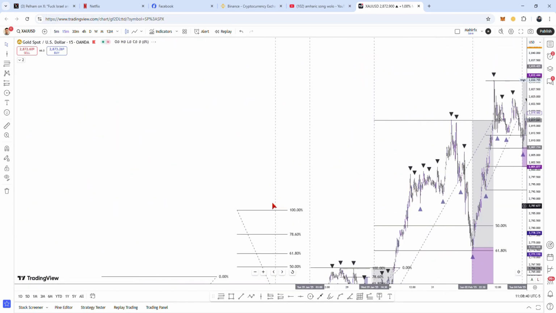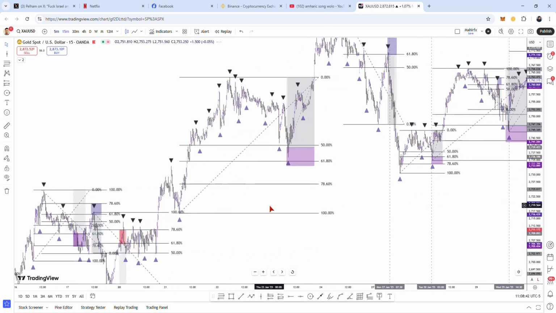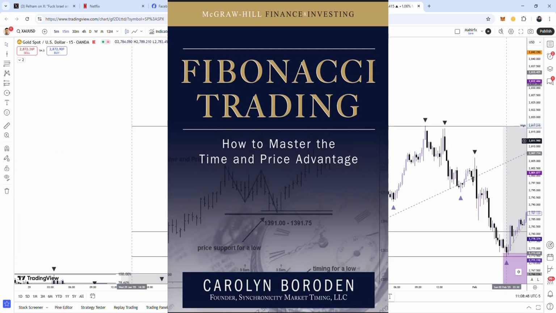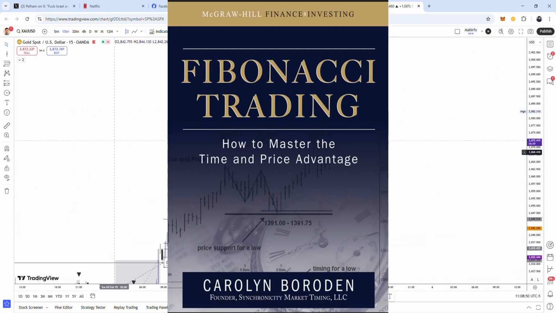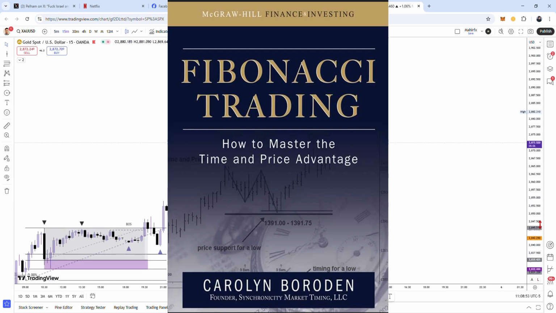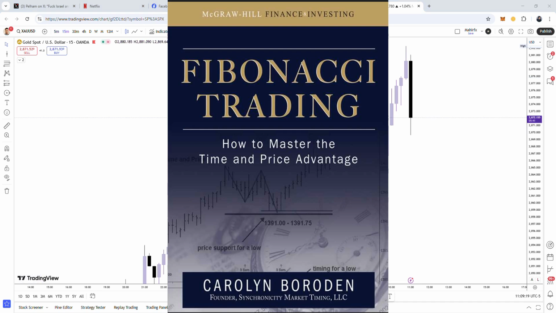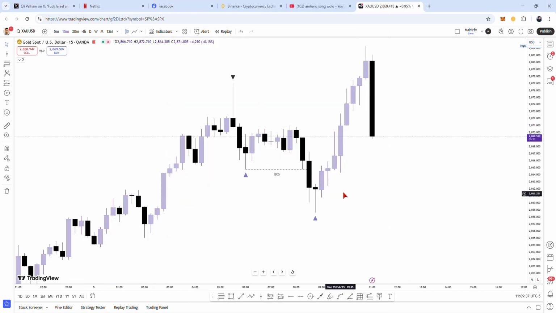Before we start, the book that really helps me to use this method is called, as you can see here, Trading in the Zone, which is here, Fibonacci. I have Fibonacci trading, so you can zoom in and check it. Let me open it, or maybe you can download it from my internet.